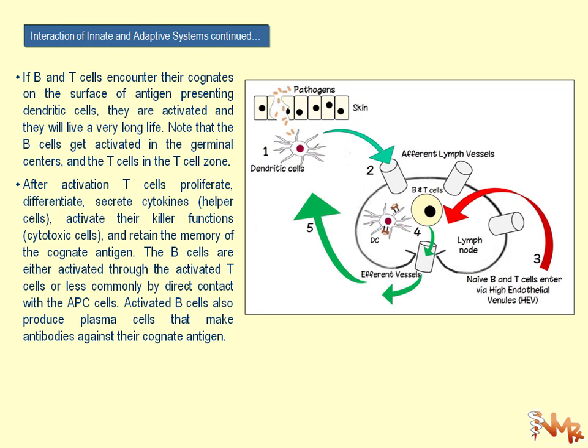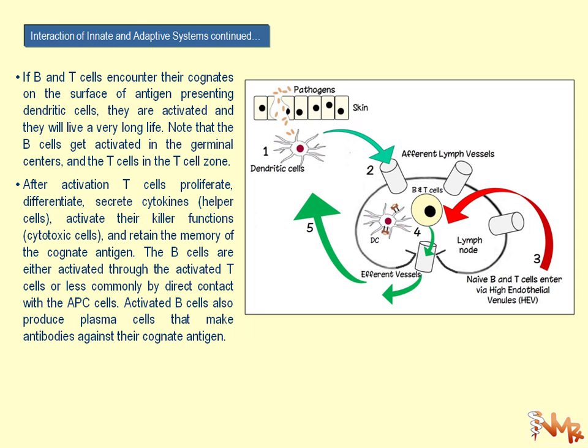These cells have the ability to knock down a cell, for instance, a virally infected cell, in its entirety. At the same time, they retain the memory of their cognate antigen. Another important note for you to remember is the fact that B cells are either activated through the activated T cells, or less commonly by direct contact with the APC cells.